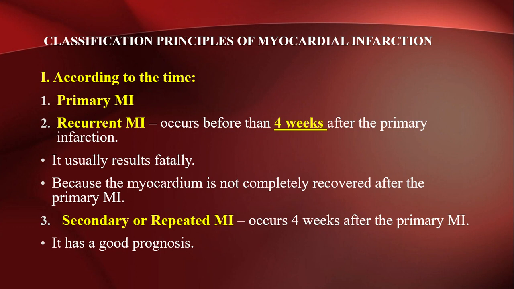Primary myocardial infarction is the first-time affection of the myocardium of the patient. Recurrent myocardial infarction occurs earlier than 4 weeks after the primary infarction. It usually results fatally because the myocardium is damaged and has not completely recovered after the primary myocardial infarction. But the secondary myocardial infarction has a good prognosis. It occurs 4 weeks after the primary myocardial infarction.